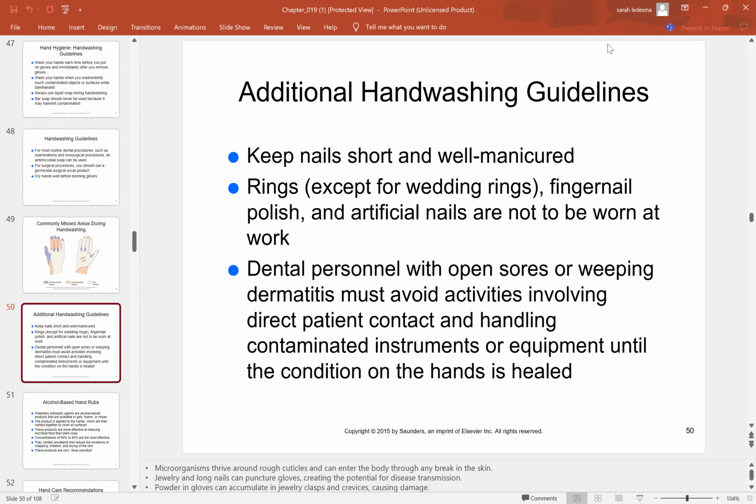Additional hand washing guidelines. Keep nails short and well manicured. Rings, except for wedding rings, fingernail polish, and artificial nails are not to be worn at work. Dental personnel with open sores or weeping dermatitis must avoid activities involving direct patient contact and handling contaminated instruments or equipment until the condition on their hands is healed.